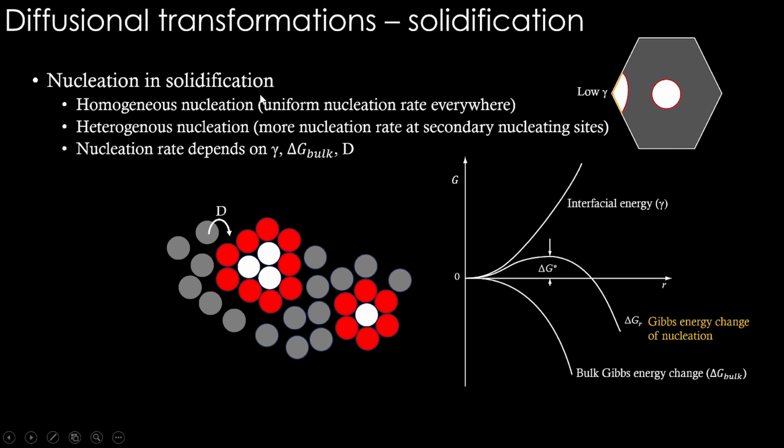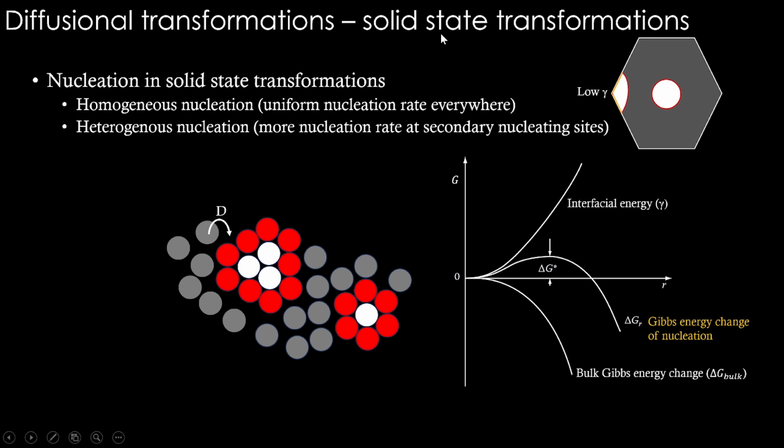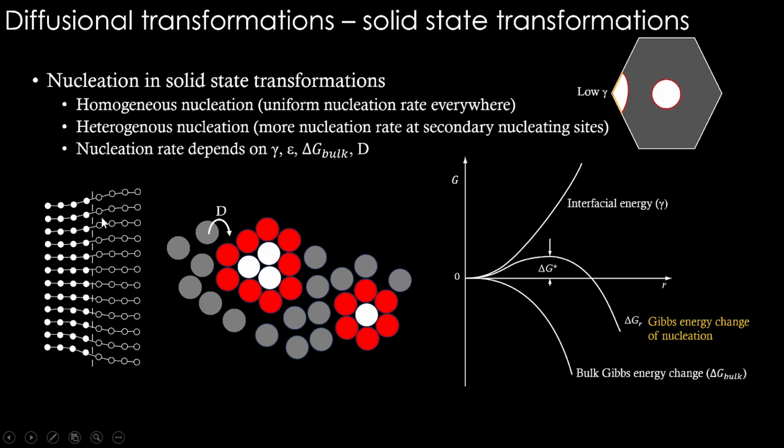If we go to solid-solid transformations instead of solidification, we will see one more aspect coming: nucleation rate is going to depend not only on gamma, delta G and D, it is also going to depend on epsilon, which is the strain energy part. So you remember this. If at all a solid nucleus forms within the parent, if it has this kind of coherency, then it has to experience this strain energy as well. That is an extra energy that is also going to decide the nucleation rate. If it is high, then there is a higher barrier for nucleation, right?